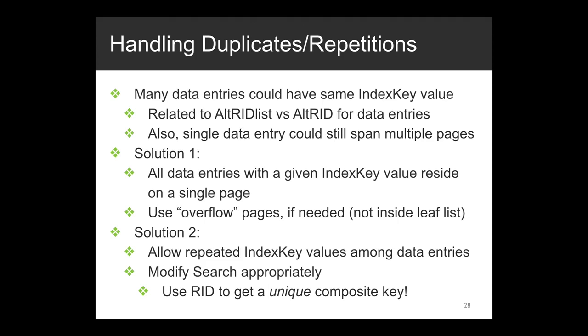So the overflow pages are basically pages that are pointed to from the leaf, but they're not part of the leaf list. Okay, so then you just take a route to a leaf, and then if the records all have the same index key, they will be pointed to from the leaf to an overflow page, and then from the overflow page to another overflow page. Okay, does that make sense? So this is how you would handle repetitions of the data entries, search key or index key values in the B+ tree.